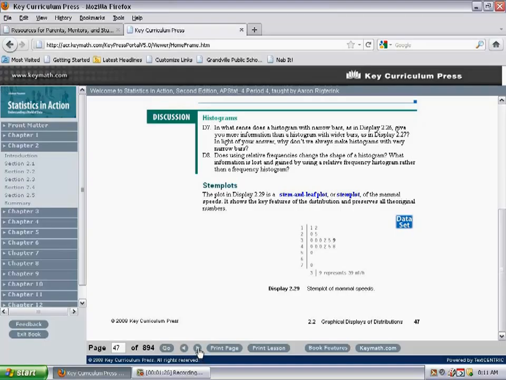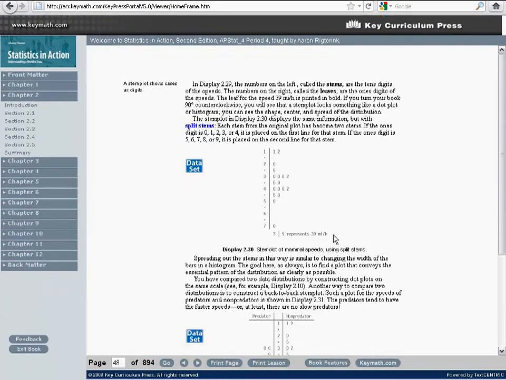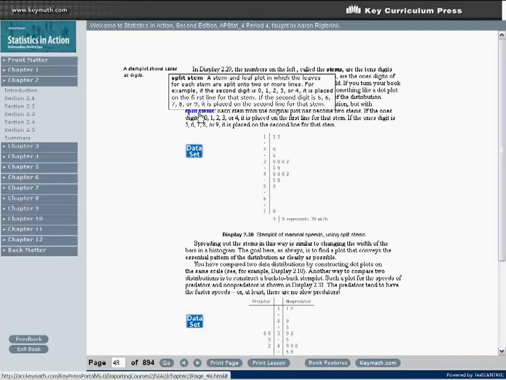Okay, there are a couple different setups for the stem and leaf plot. This next one they call split stems. This one students always don't quite understand. It says stem and leaf plot, and the leaves for each stem are split into 2 or more lines. Typically we'll see 2 lines. For example, if the second digit is a 0, 1, 2, 3, or 4, it is placed in the first line for that stem. If the second digit is 5 through 9, it is placed in the second line.